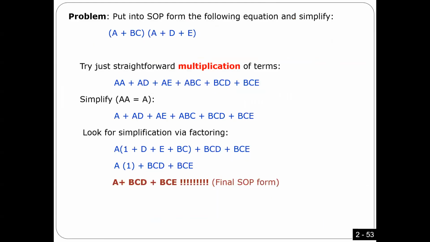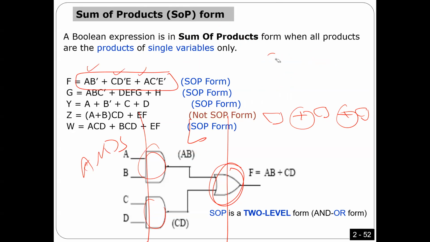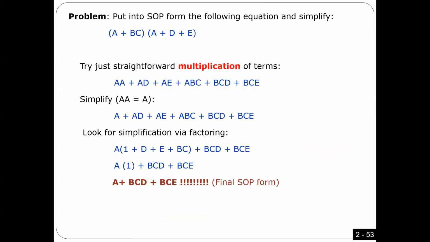Conclusion: sum of product is implemented using one OR and multiple ANDs. Also, it is implemented in two levels, one level and then another level. It's good for propagation time because it's going to be only two levels. Same thing here.